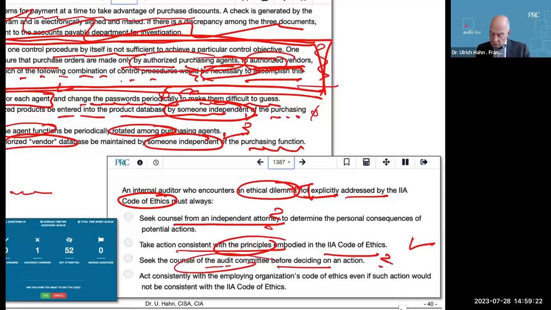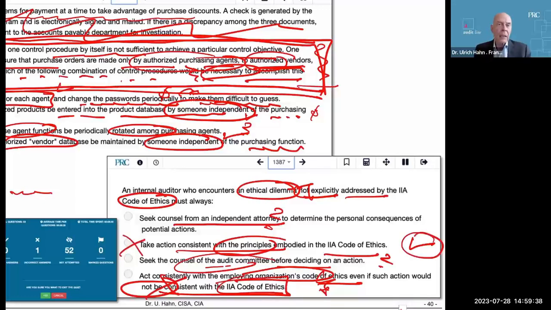And act consistently with the employing organization's code of ethics. Okay, even if it would not be consistent with the IIA code of ethics, no. Yeah, this is not a good idea, because you have to stick to this. Yeah, so what do we see here? This is the right answer.